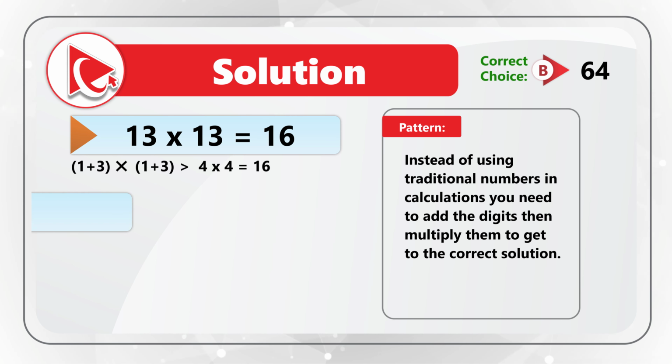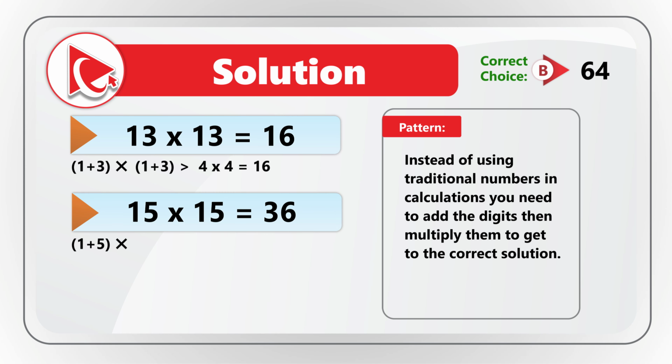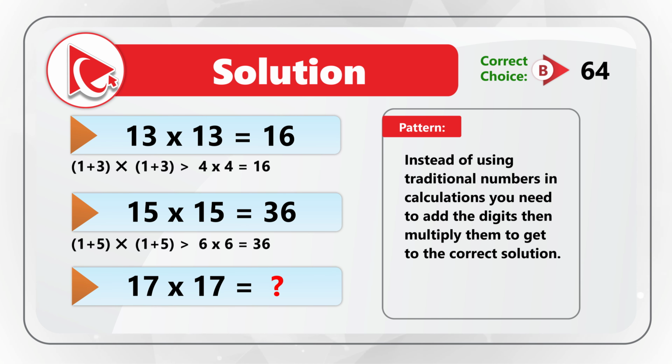For the second expression, you need to add in parentheses 1 plus 5, multiplied by another expression in parentheses 1 plus 5, which would be equal to 6 multiplied by 6, which would be equal to 36. To calculate the final expression, you need to add 1 plus 7, which would be equal to 8, multiplied by another expression 1 plus 7, which would be equal to 8 multiplied by 8, and it would be equal to choice B, 64. What was your experience solving this challenge?